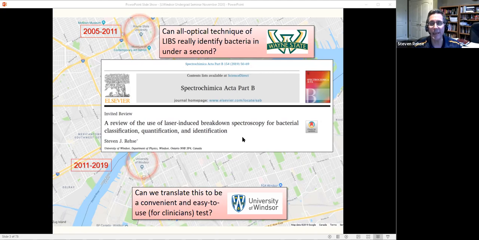And to do that, we have to make a lot of advances in making it simpler, making it faster, and making it more automated. And that's been the focus of my research since I've been here at the University of Windsor. And we'll see some of the things that we've done in there.